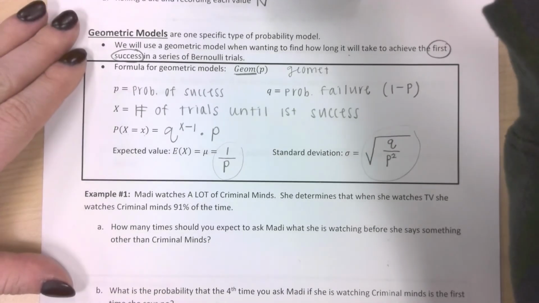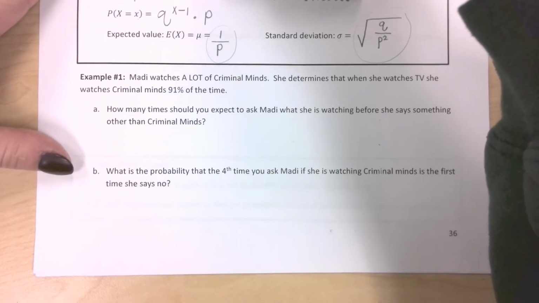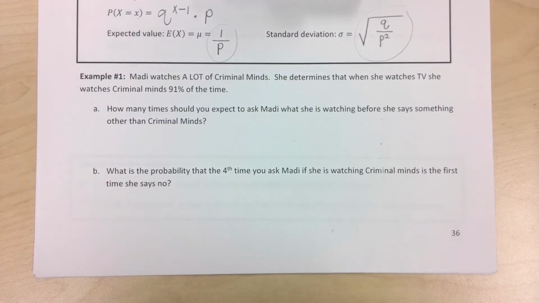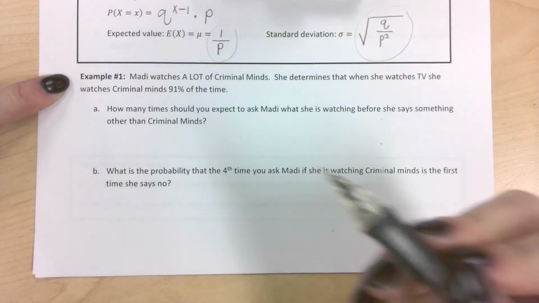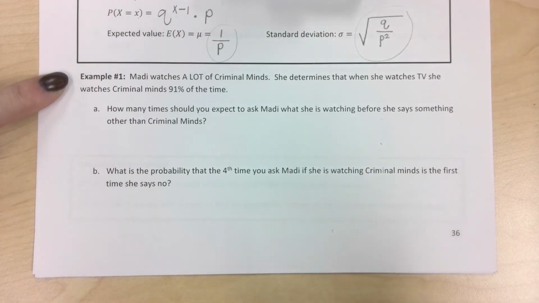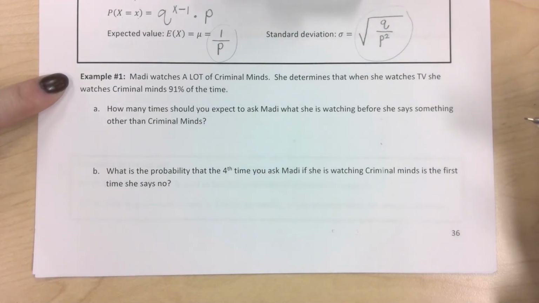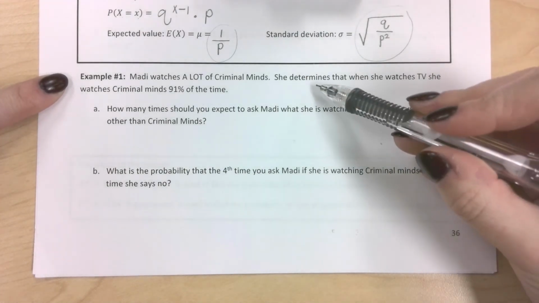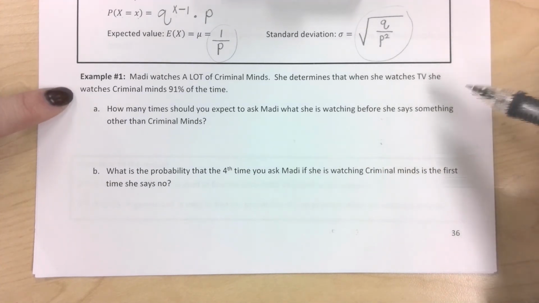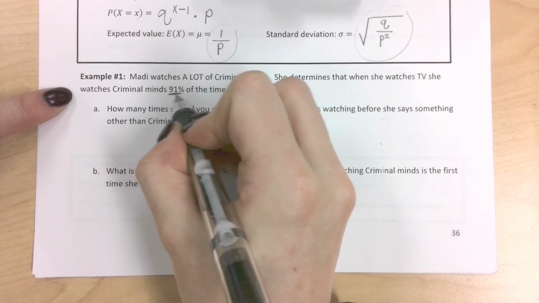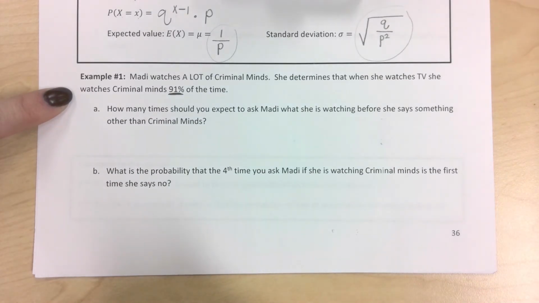Let's go ahead and look at example 1. Example 1 says that Maddie watches a lot of Criminal Minds, which I totally understand. Criminal Minds is one of my favorite shows, so I totally understand that you'd be watching a lot of it. Maddie determines that when she watches TV, she watches Criminal Minds 91% of the time. We want to find how many times should you expect to ask Maddie what she's watching before she says something other than Criminal Minds.